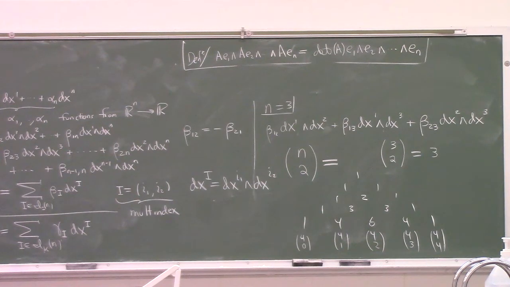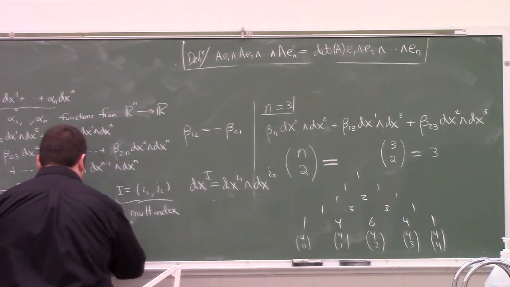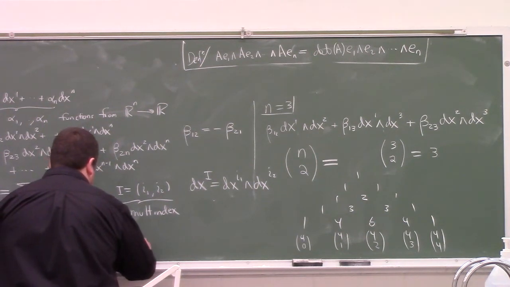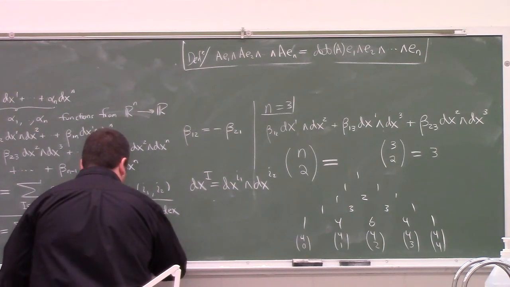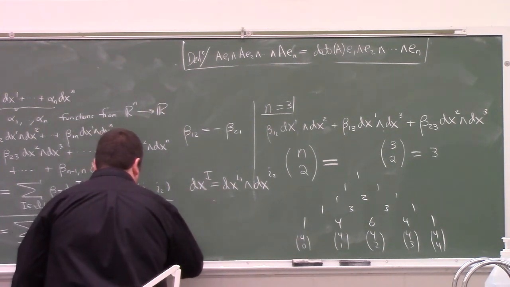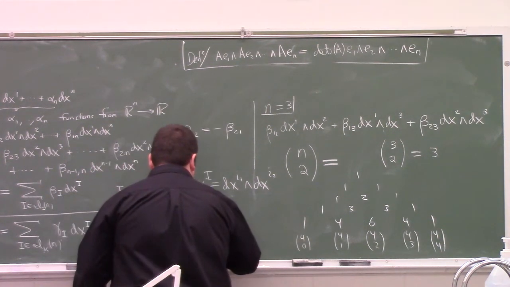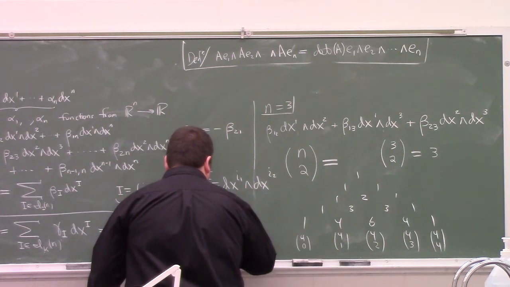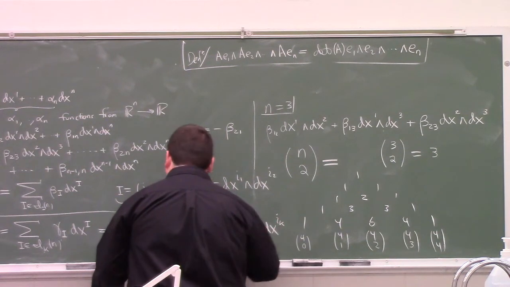Now, for combinatorial reasons, if you wanted to state this in terms of what are called the tensor components, you could write this alternatively as the sum I1, I2, through IK equals 1 to n of 1 over k factorial gamma I1, I2, through IK dx I1 wedge dx I2 wedge through wedge dx IK.